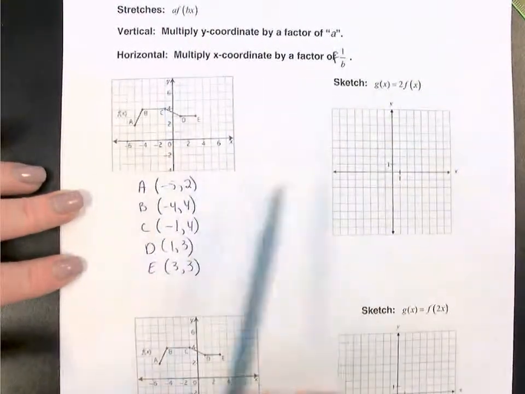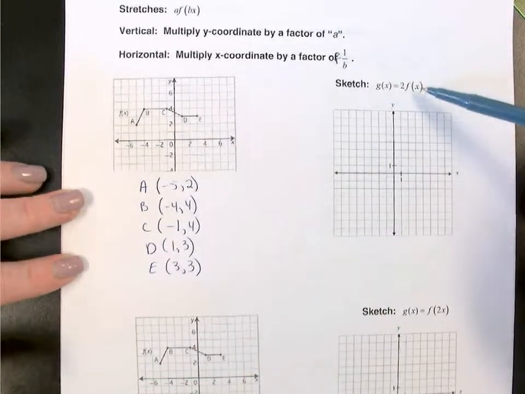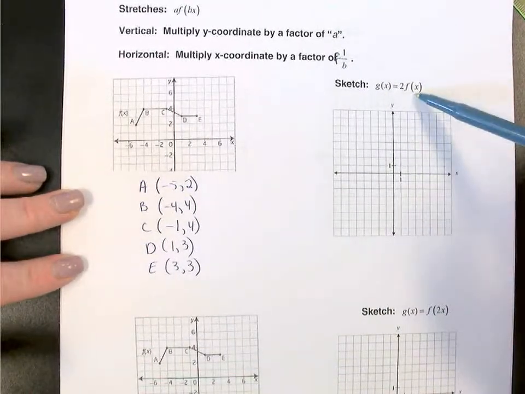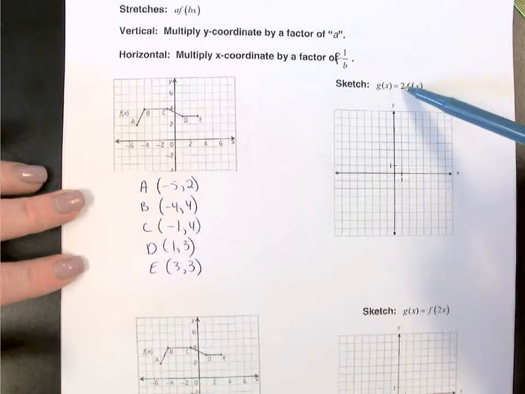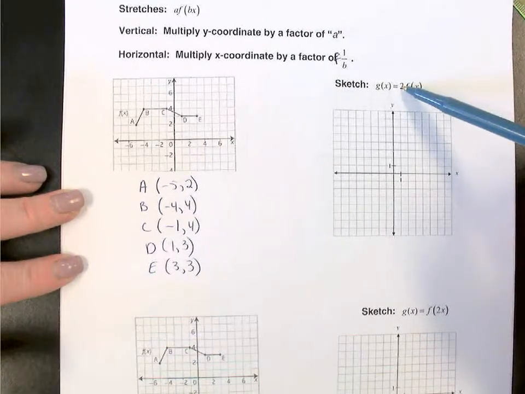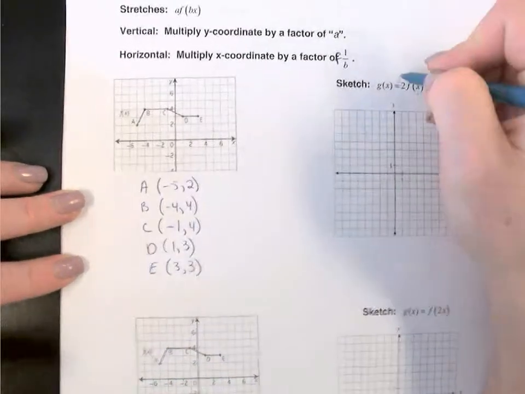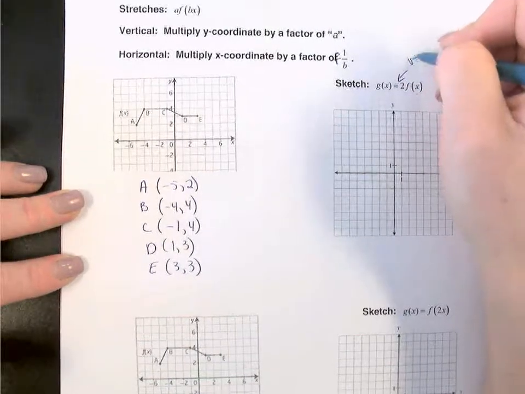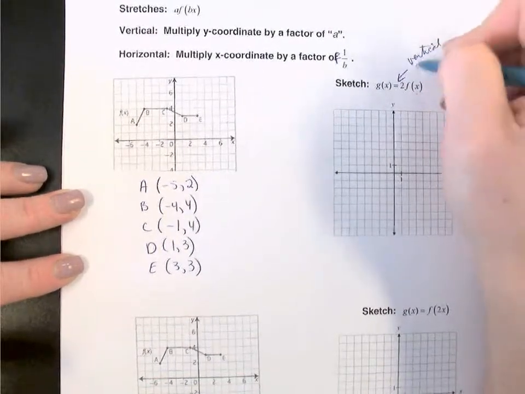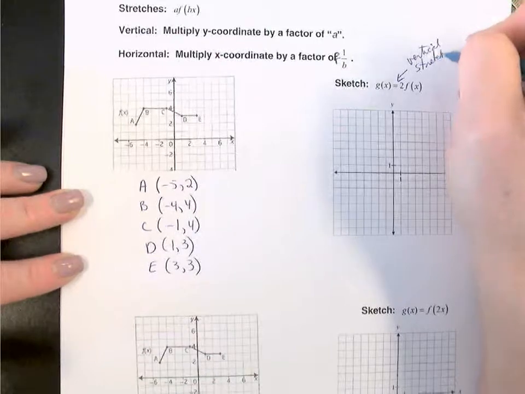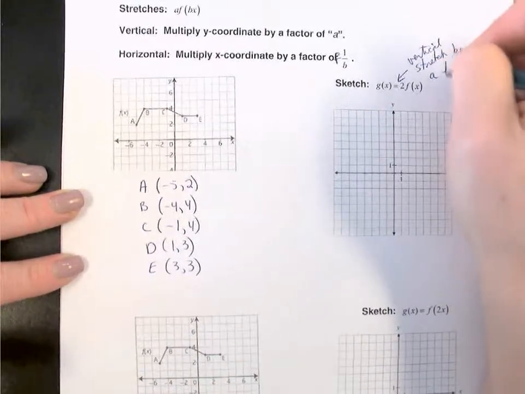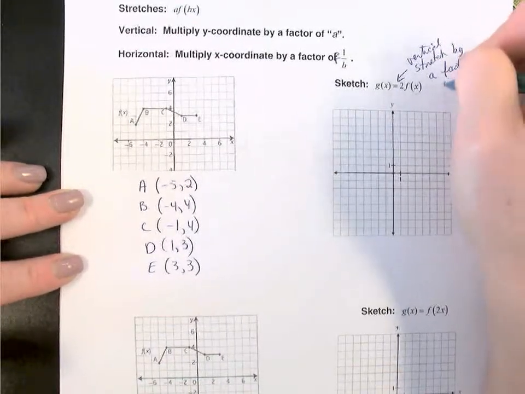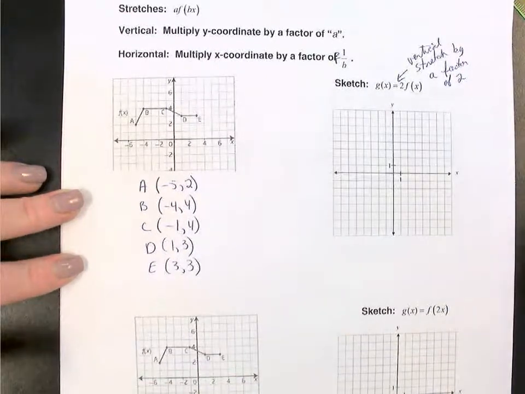We're going to start with just a vertical stretch here. I know it's a vertical stretch because when I look at the question to sketch g of x, the 2 is where the a value would be. So that's a vertical stretch by a factor of 2, which means I'm going to multiply all of my y values by a factor of 2.